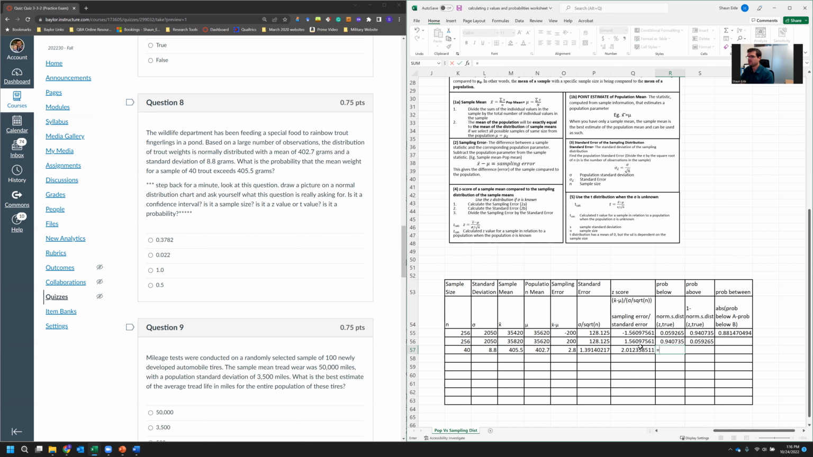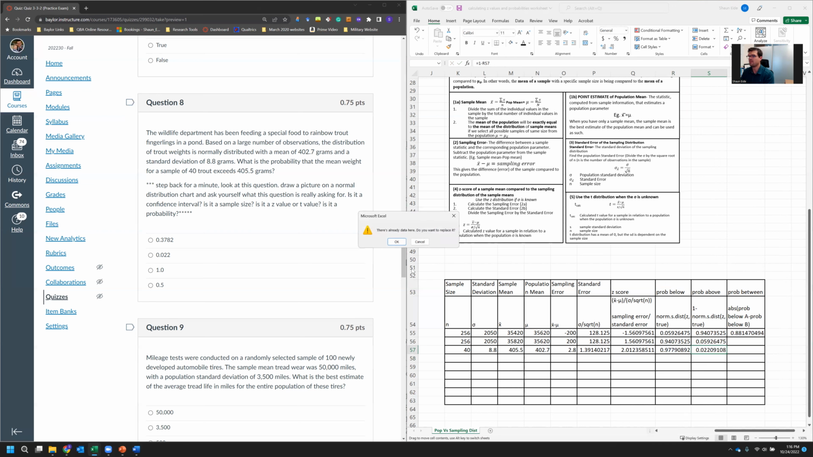So equals NORM.S.DIST, true. And that gives you the probability below. So now we're going to do equals 1 minus this to give you the probability of above. Okay, so this is the probability of it being above. And so let's see here. Probability of it being above, right there. Bada bing, bada boom. Okay.